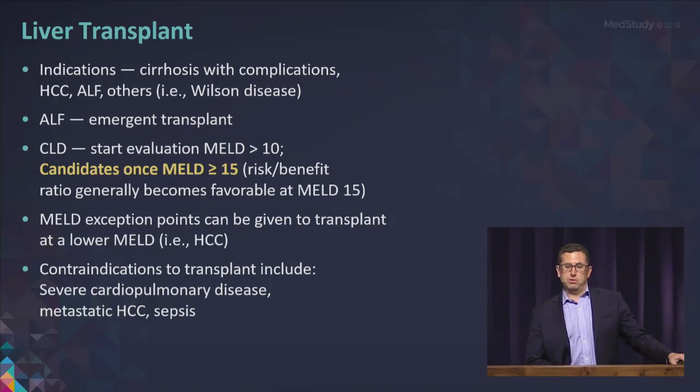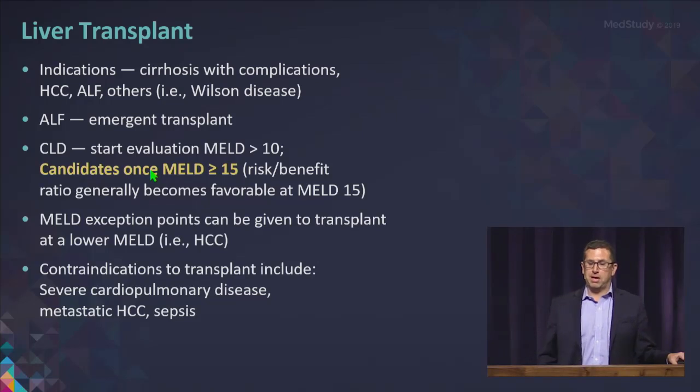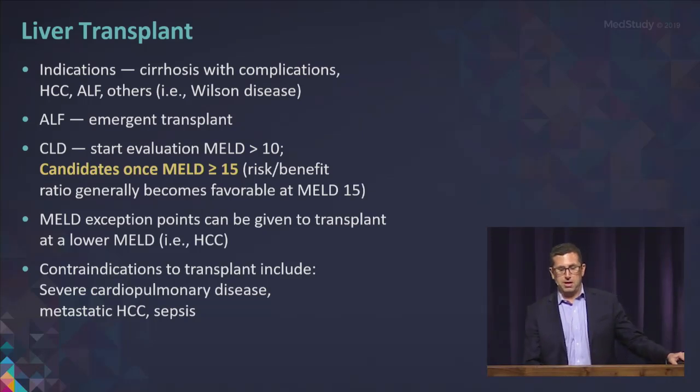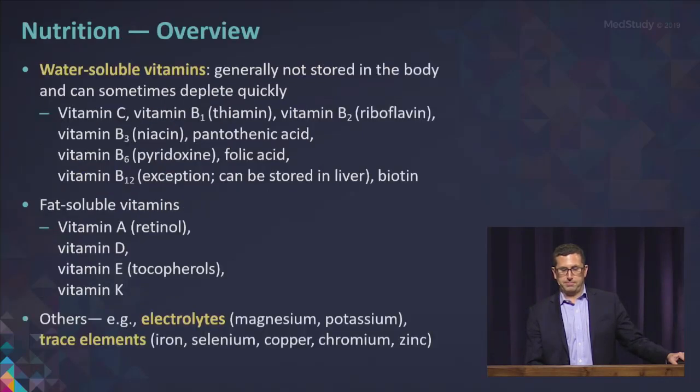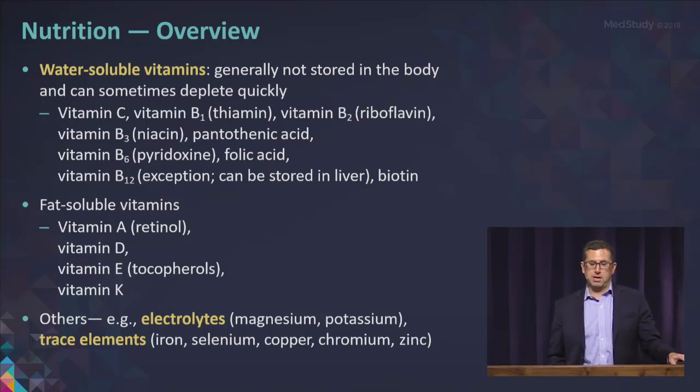Liver transplant indications would include cirrhosis with complications such as HCC, or Wilson's disease. Generally, for chronic liver disease, you want to start the evaluation at a MELD of 10, and patients become candidates once the MELD reaches 15 or higher. And MELD exception points can be given to transplant candidates to be transplanted at a lower MELD, for example, if HCC is present. So nutrition, we only have a few slides with this and we're done.